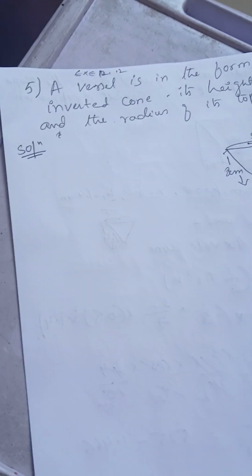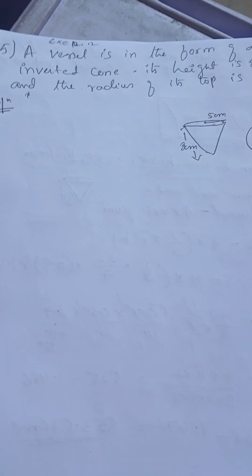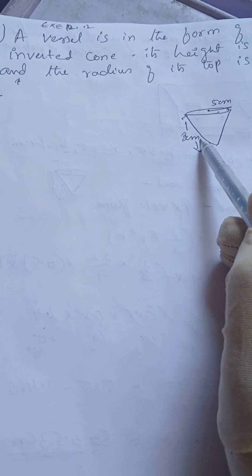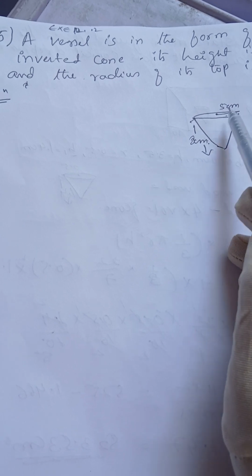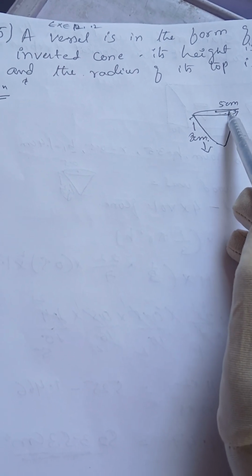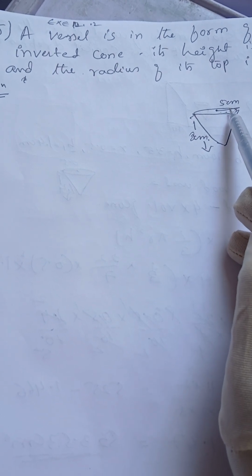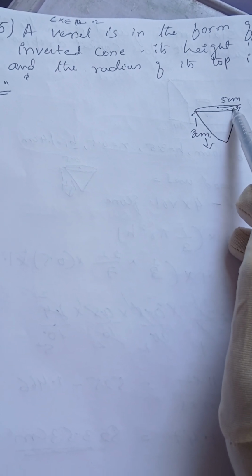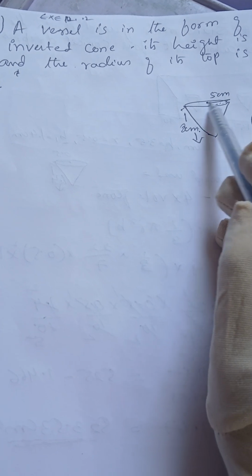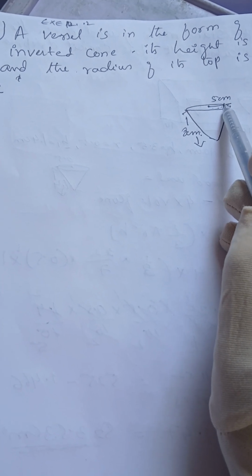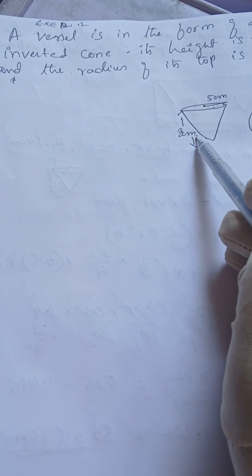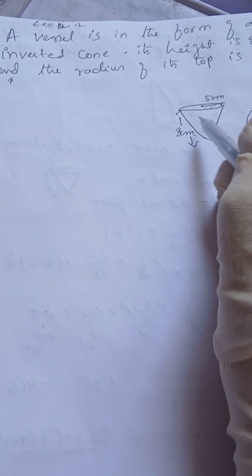Here the question is: a vessel in the form of an inverted cone. Its height is 8 centimeters. The radius of the top of the vessel, which is open, is 5 centimeters. So the radius of the top of the cone is 5 centimeters and the height is 8 centimeters. It is filled with water.